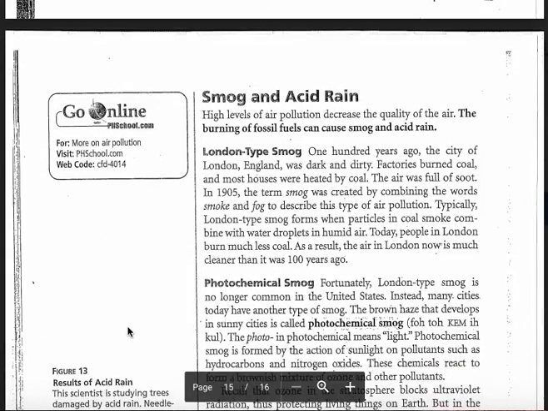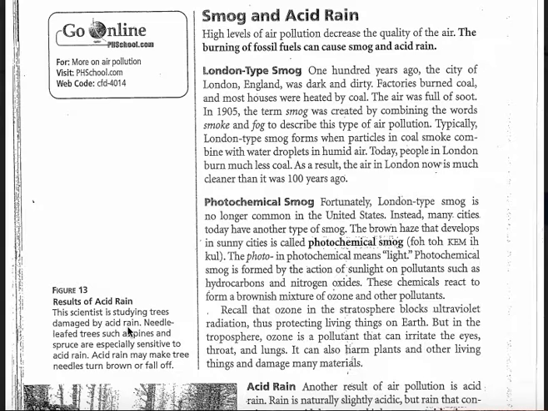Smog and acid rain. High levels of air pollution decrease the quality of the air. The burning of fossil fuels can cause smog and acid rain.